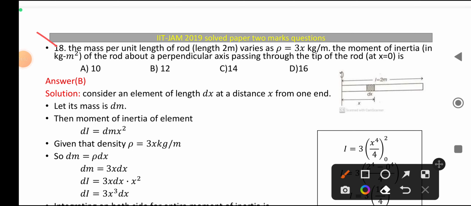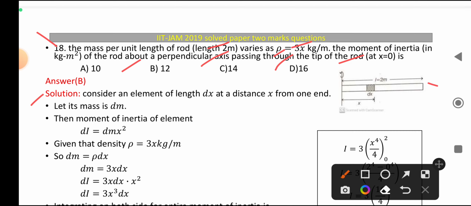The mass per unit length of the rod, where the length is 2 meter, is rho equals 3x. Find the moment of inertia of the rod about a perpendicular axis passing through the tip of the rod. Tip means the border, the final point. So here rho is given. It is not constant; it is a variable. It is given as 3x.